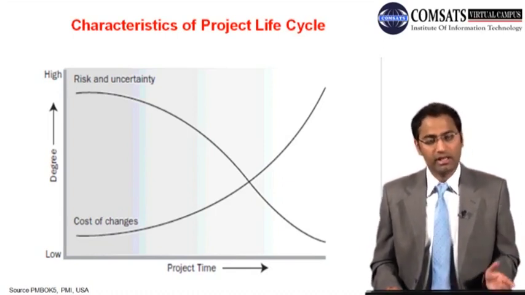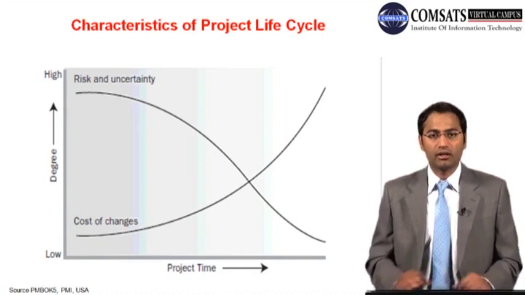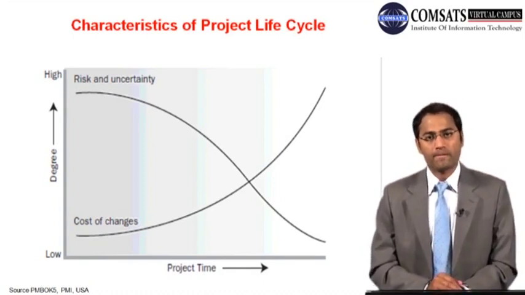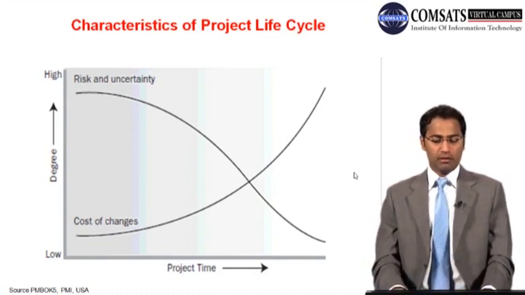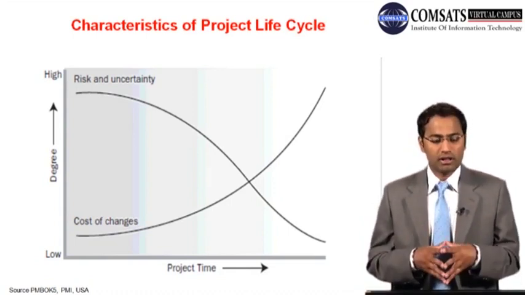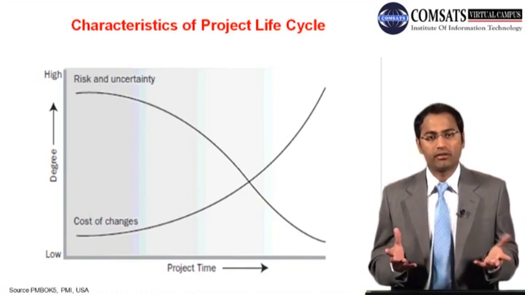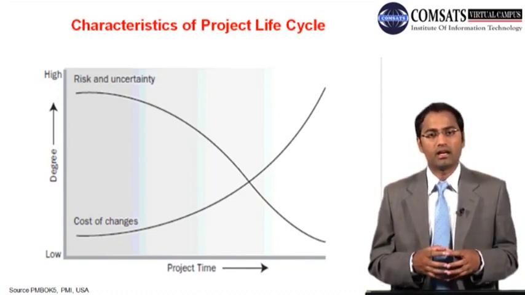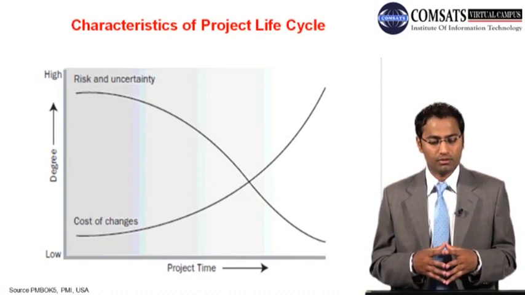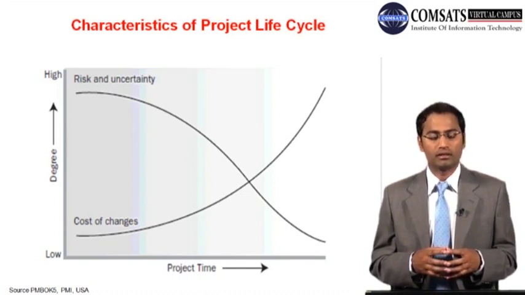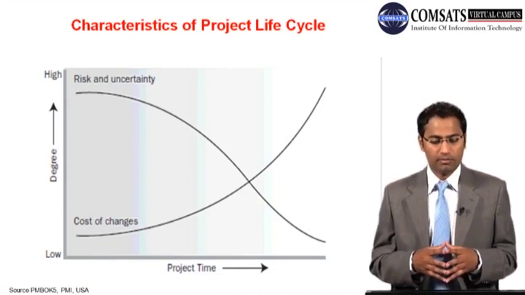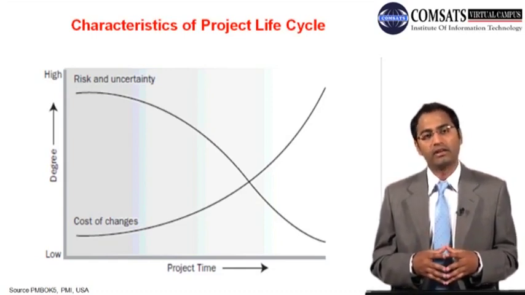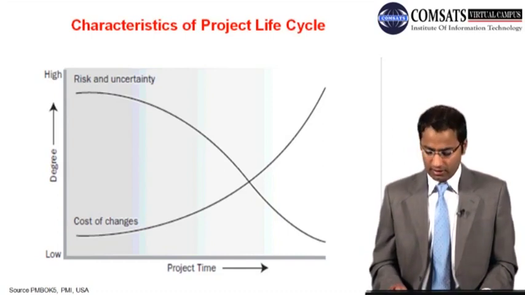So the degree of risk and uncertainty is decreasing as the project parameters progress. The project information is increasing, and project risks are turning into either facts or being eliminated. So with the passage of time, the degree of risk and uncertainty is decreased.